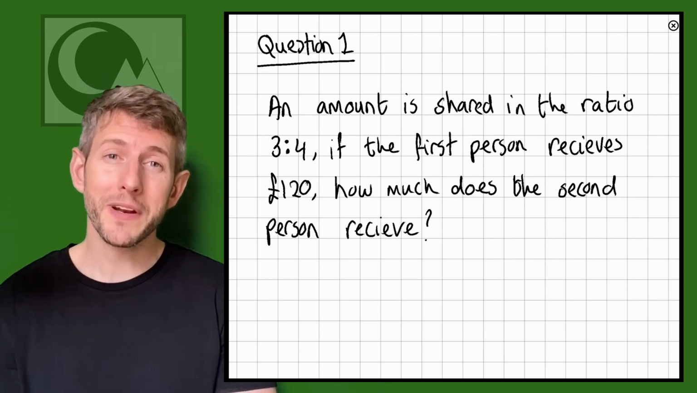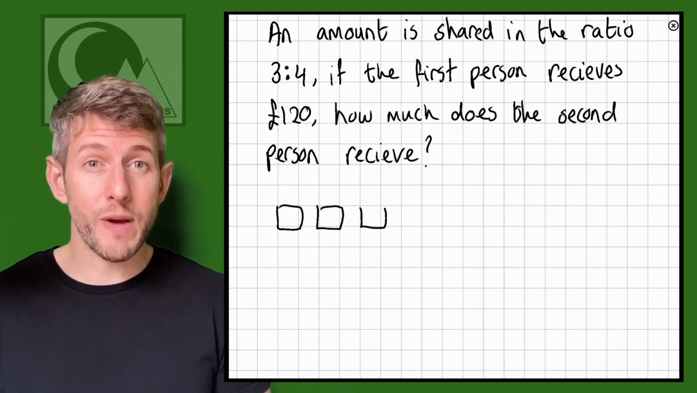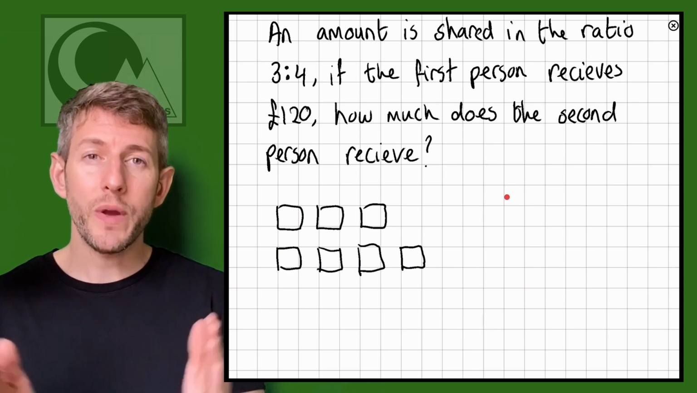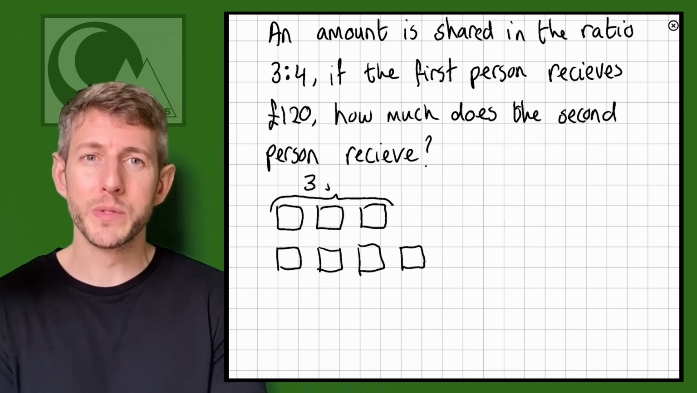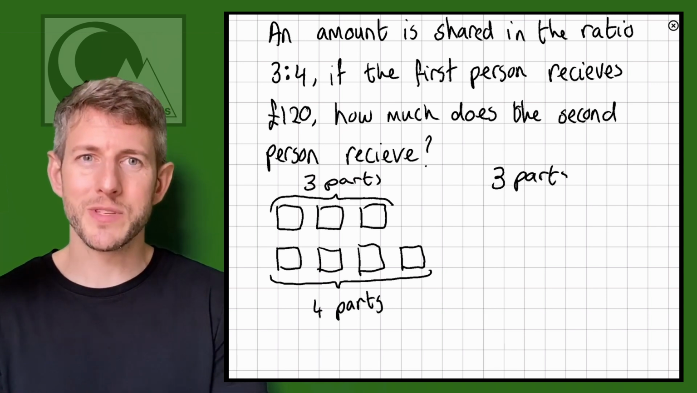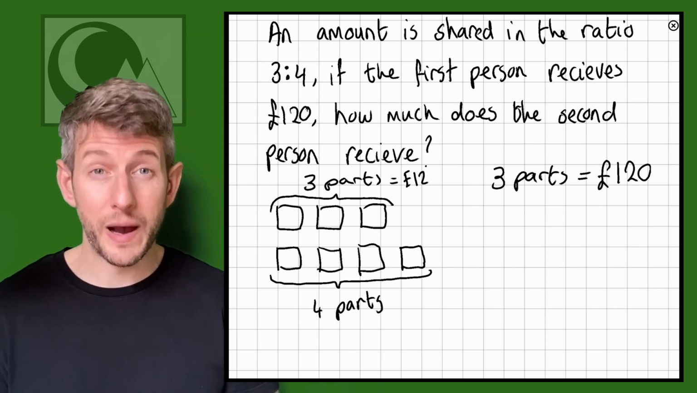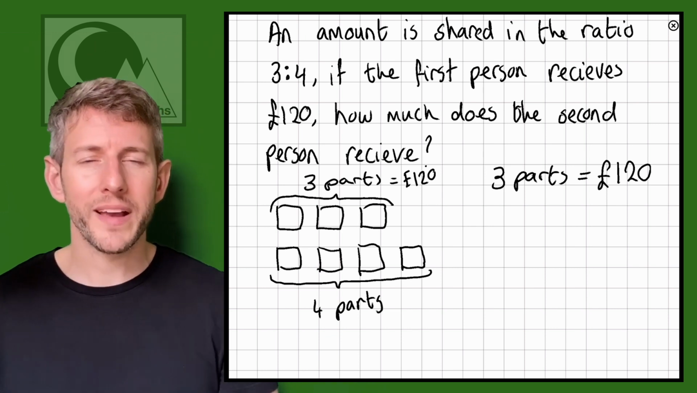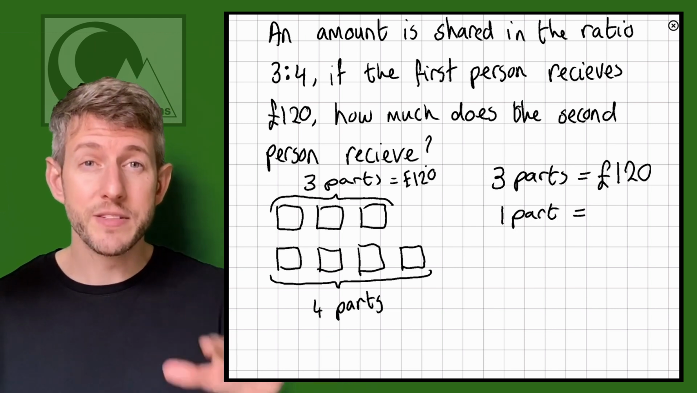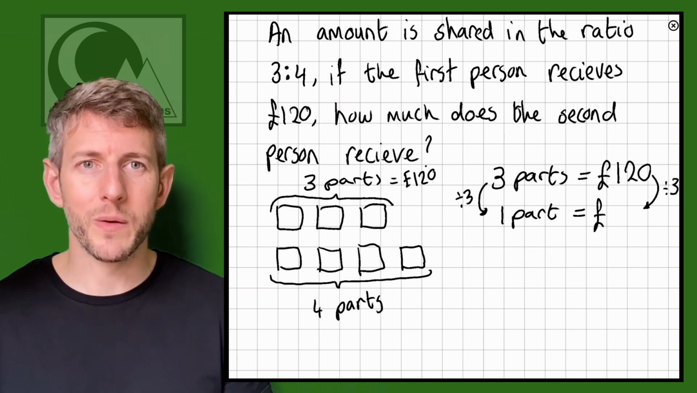I'm going to do it in a very similar way to what I did last time, using a direct proportion method. We know straight away that 3 parts equals £120. So if 3 parts equals £120, I can work out what 1 part is. I divide this by 3, and 1 part is going to be £40.